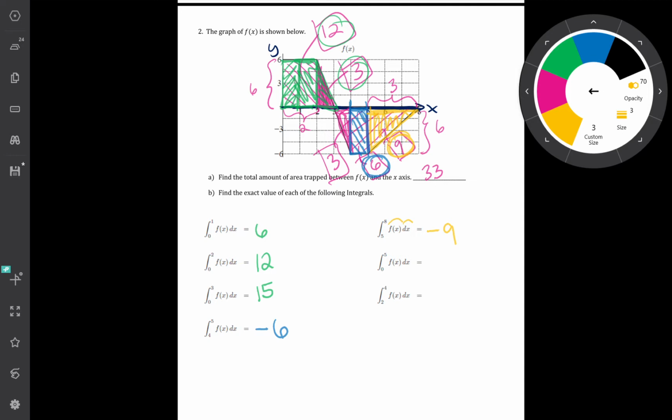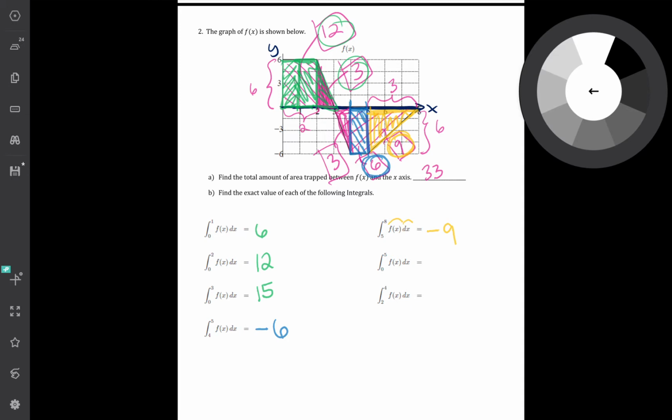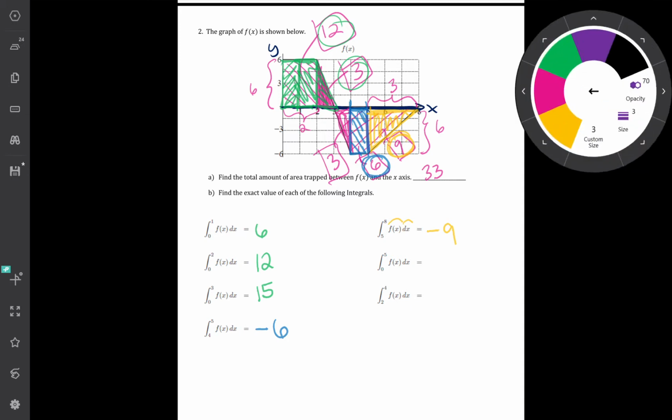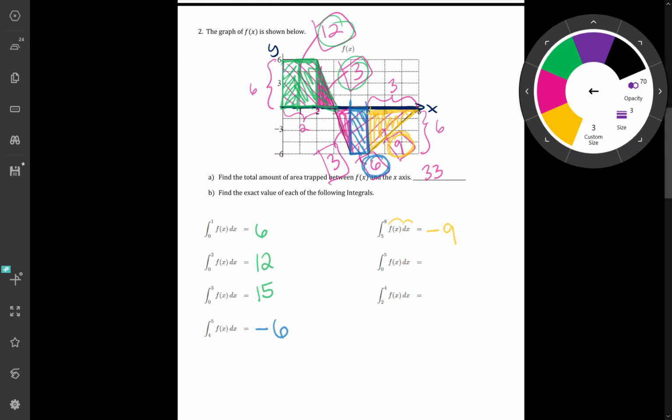Okay, 0 to 5, here we go. Now I think we finally get into one. I'm running out of colors. Let's do purple. So if we're going from 0 to 5, we're going to start at the y-axis, and we're going out to here. So I want this top area, and I want this area below.